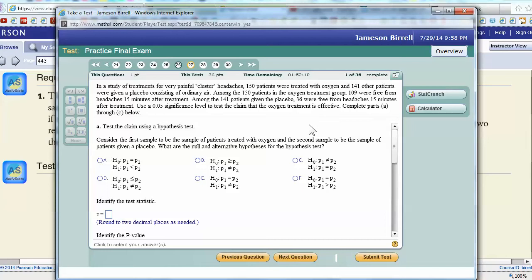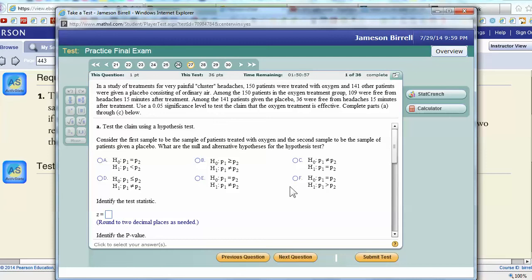So what we're saying here is that we should have a smaller proportion of headaches in the treatment group, the oxygen group, than in the placebo, the control group. So we're looking for P sub 1 being greater than P sub 2, since it says that it's effective, and that means that our null is where they're equal.